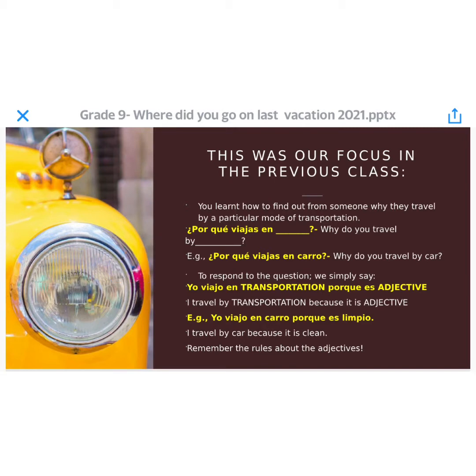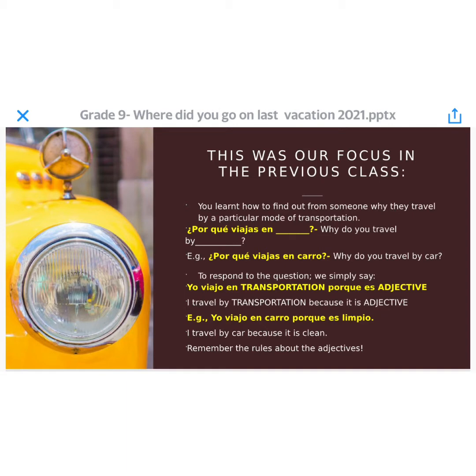And para responder, to respond to the question, you simply say, yo viajo en, followed by the mode of transportation, porque es, then you put the adjective. So for example, yo viajo en carro porque es limpio. I travel by car because it's clean.